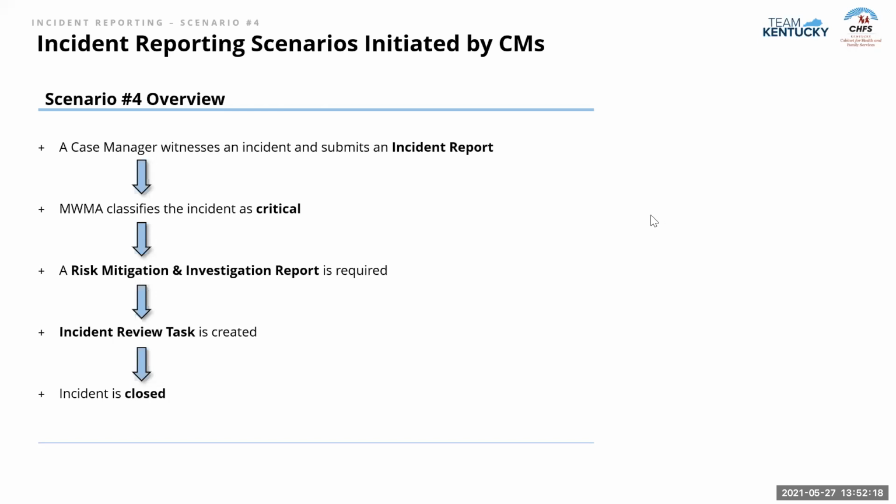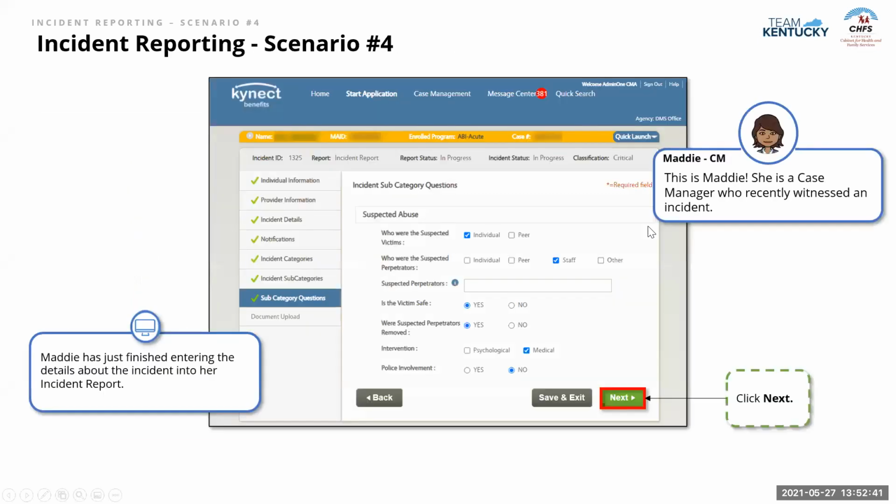MWMA classifies the incident as critical. And then our case manager is going to determine that a risk mitigation and investigation report is required. So our case manager is going to do that report. Upon submission, that incident is sent for incident review, and then the incident is closed. So let's go ahead and take a look at this one.